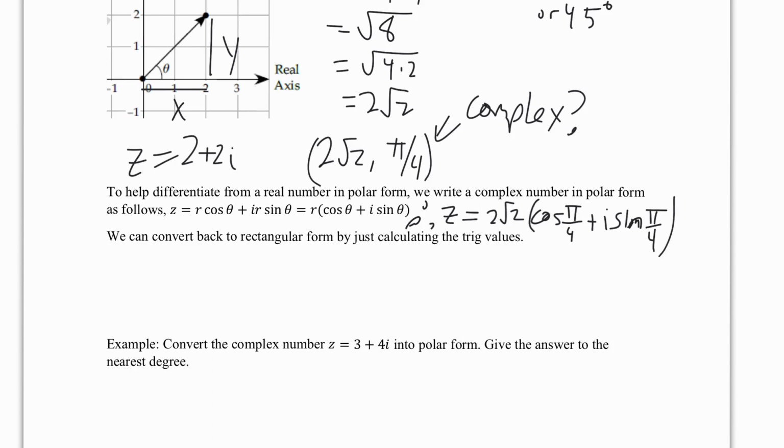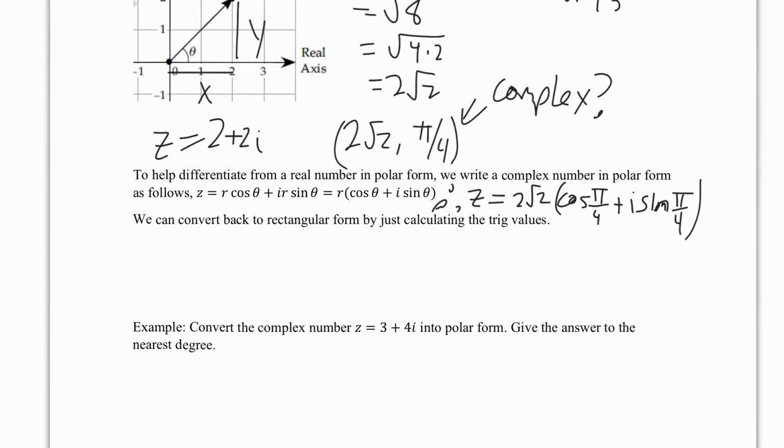Now there's a big advantage to writing it this way. What's so helpful is that it allows us to convert it back to a regular complex number just using our trig values. So we have z equals 2 root 2 cos pi by 4 plus i sine pi by 4. Which again, you might look at that and say, there is no way that this is the same as 2 plus 2i. Well, let's give it a whirl.